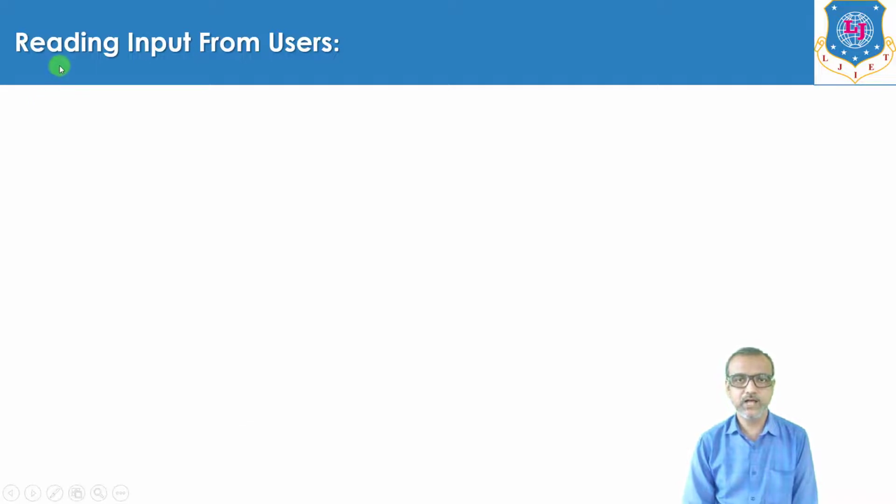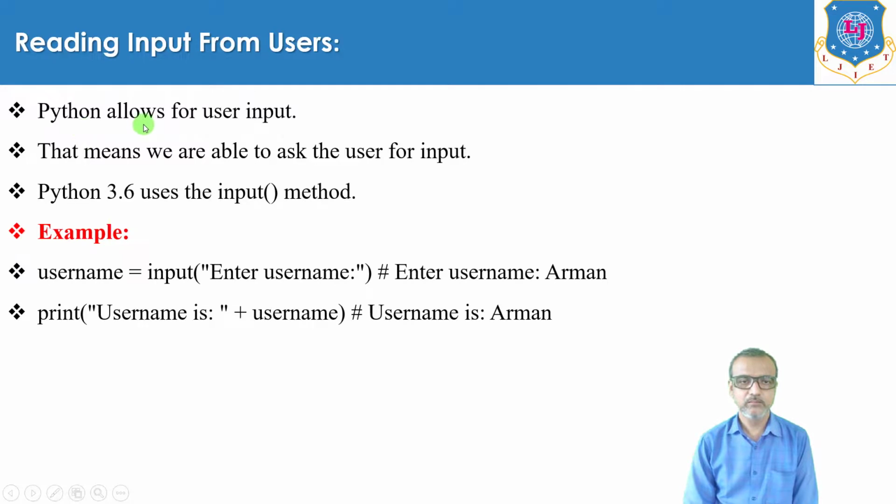Now this is the last topic, that is reading input from users. Python allows for user input. That means we are able to ask the user for input. Python 3.6 uses the input method for this purpose, and we have an example based on this concept. See, we have written username equals input, enter username. So what will be the output of this statement?